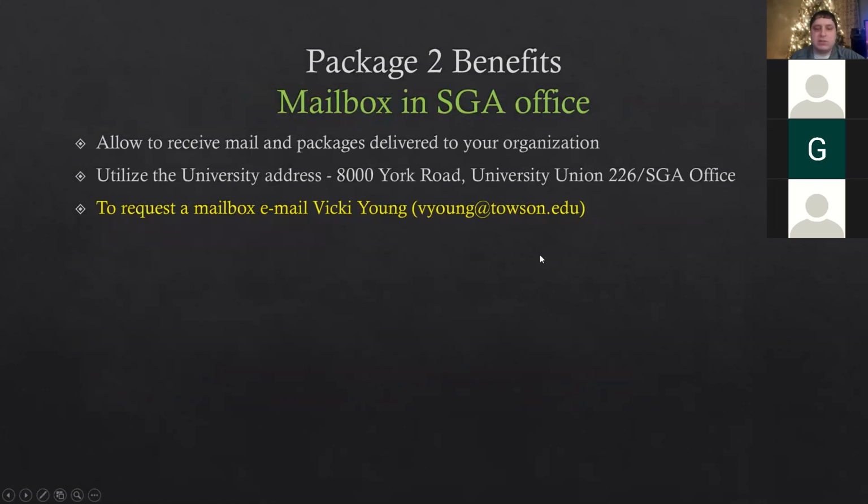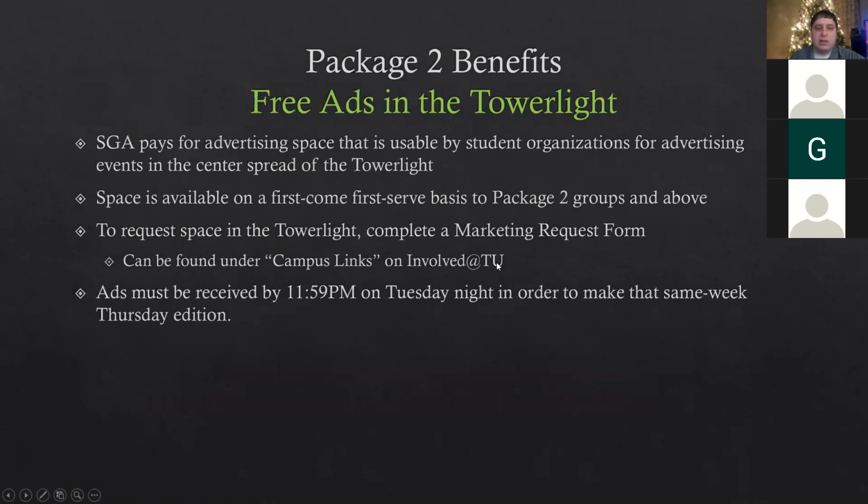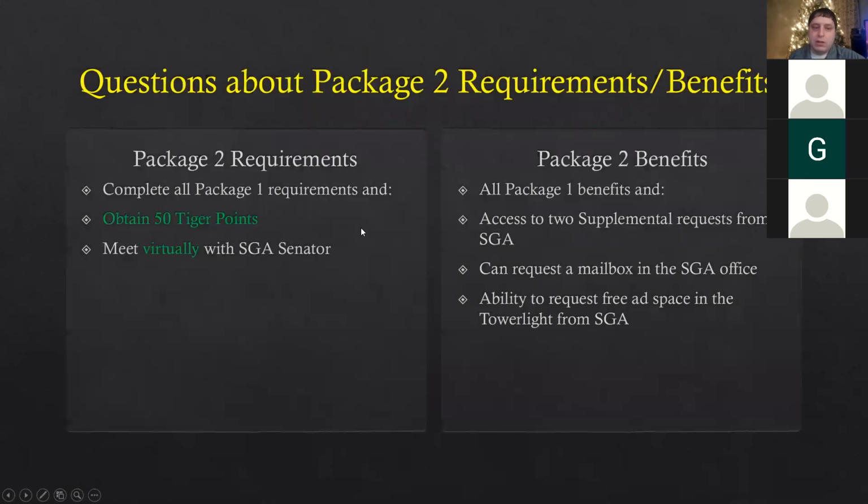Additionally, if you need a mailbox in the SGA office, you can receive one if you're a package 2 group to receive packages or other items. Email Vicki Young if you'd like to try to get a mailbox if you're a package 2. And then you can receive ads in the Tower Light, and there is a form for a marketing request form under campus links if you'd like to request that. So that is package 2.